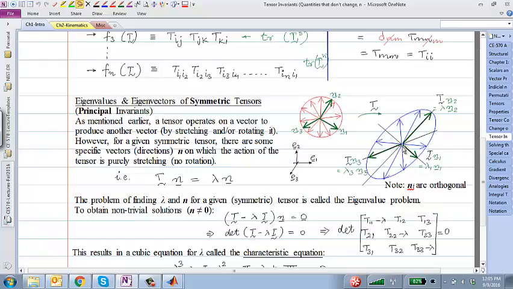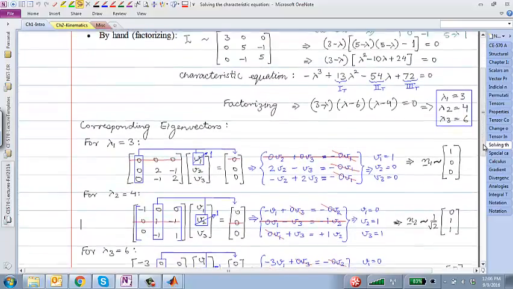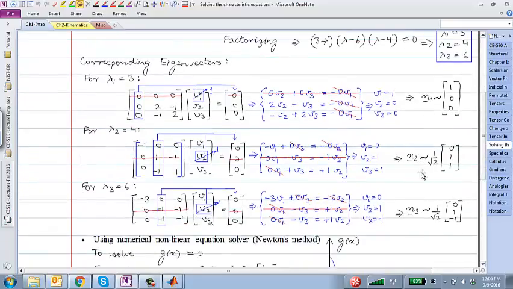N1, N2, and N3, and their corresponding scalars lambda1, lambda2, lambda3. The moment I know lambda1, lambda2, lambda3, and N1, N2, N3, I know what that ellipsoid looks like. Okay? These eigenvalues and eigenvectors completely characterize the tensor. So in this particular case, the tensor looks like a blue ellipsoid that scales by 3, 4, and 6 in the directions N1, N2, N3.